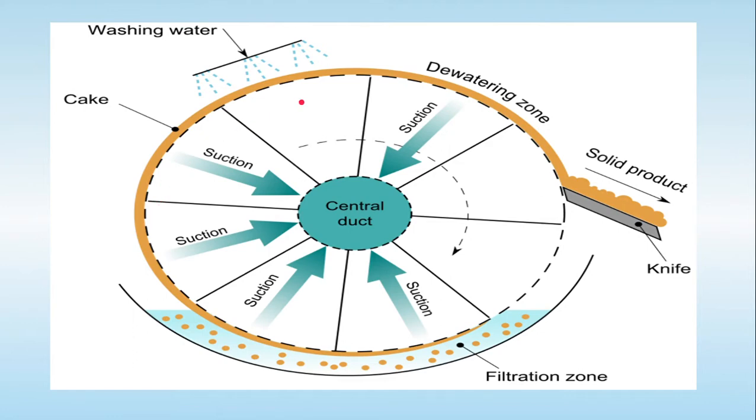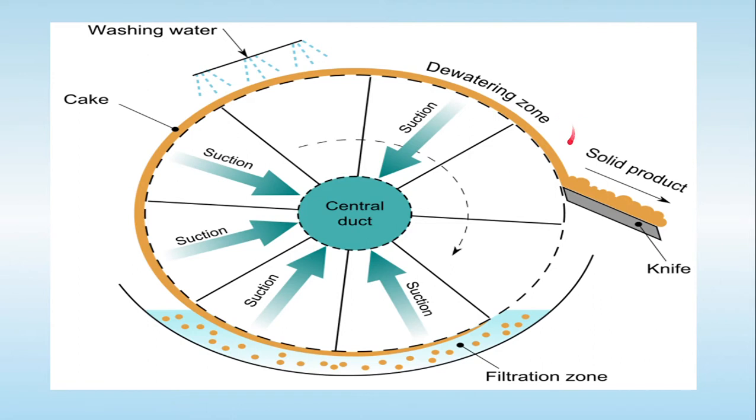After that, the third zone: if washing of the cake is required, then we can have the washing water or washing liquid, by means of which the cake is washed properly. And after that, it passes to another zone called the dewatering zone, in which the water or any liquid which is still lying with the cake is taken inside by the suction force.